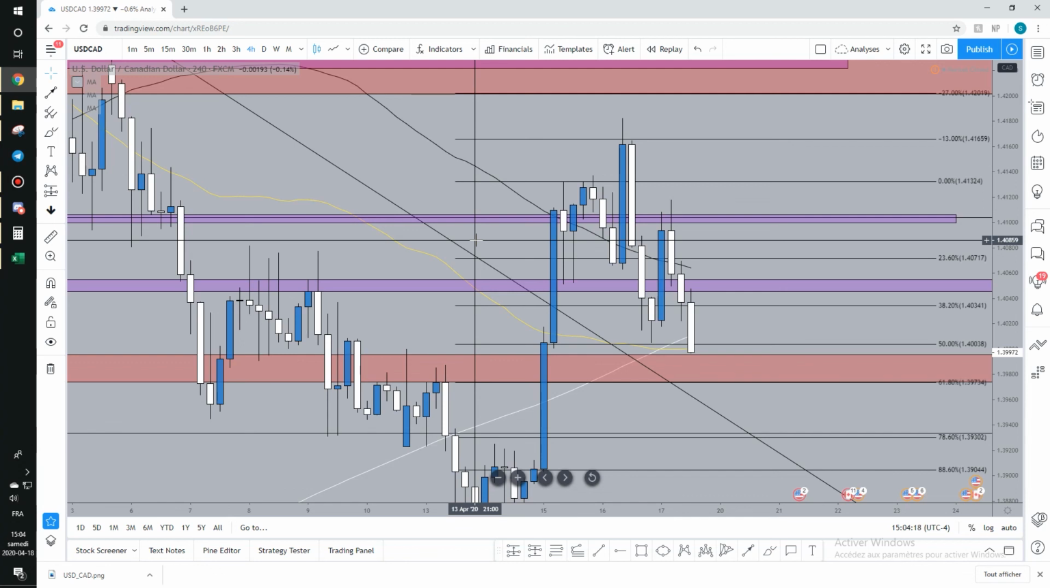So only one trade that I took on USD CAD. Next week I'll do the same thing. If I take some trades on USD CAD this week, I will explain them in the next video next week, and I will do another chart analysis breakdown.